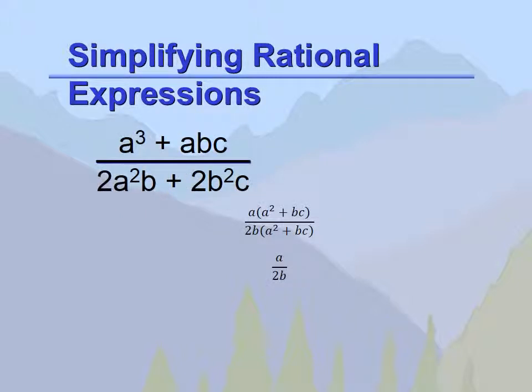Here we have a cubed plus abc over 2a squared b plus 2b squared. In my numerator, I notice that the only thing these two terms have in common is an a. So the only thing I can factor out is an a, which leaves me a squared plus bc. A times a squared, a cubed. A times bc, abc. In my denominator, I have a 2 that can be factored out, and I also have a b that can be factored out, which leaves me 2b times a squared plus bc. Now this a squared plus bc can cancel out, leaving me just a over 2b.